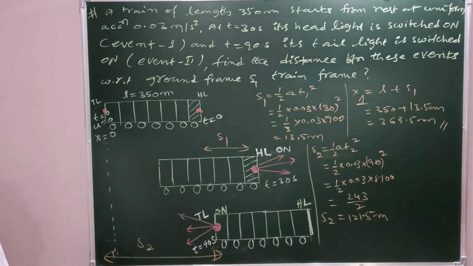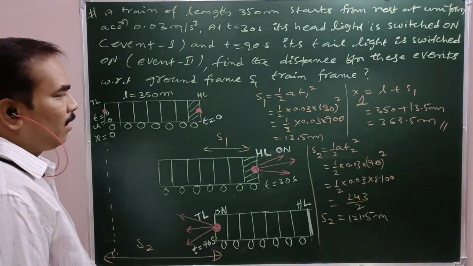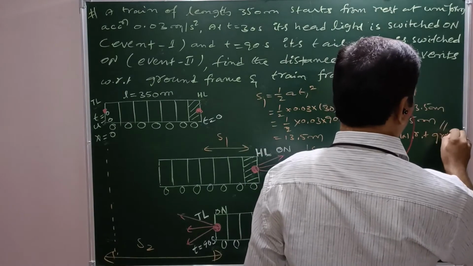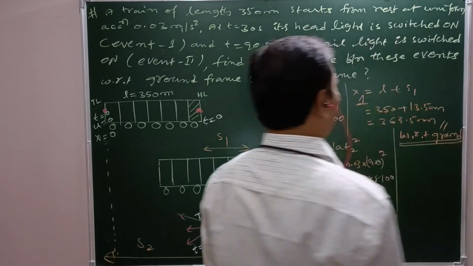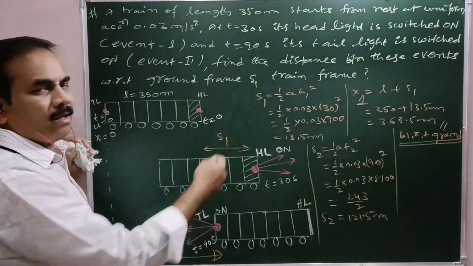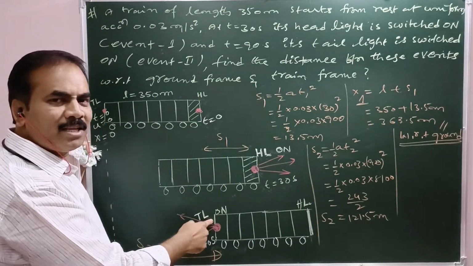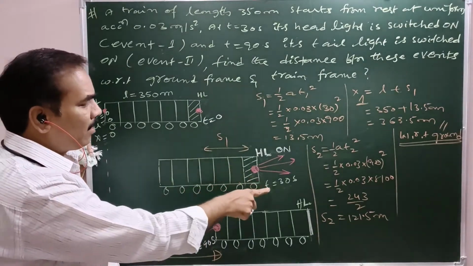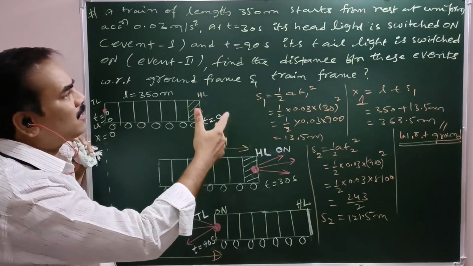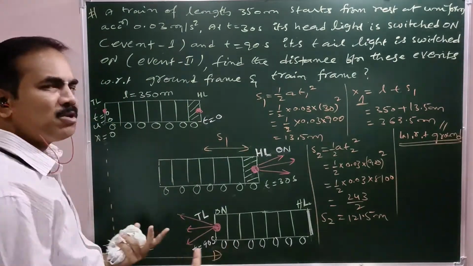Now the question is, find the distance between these two events with respect to the ground frame. What are the events? To glow the headlight first and the tail light next. These two events occur one by one, at 30 seconds and at 90 seconds. What is the distance or separation between these two events with respect to the ground frame? With respect to the ground frame means the difference in position coordinates.